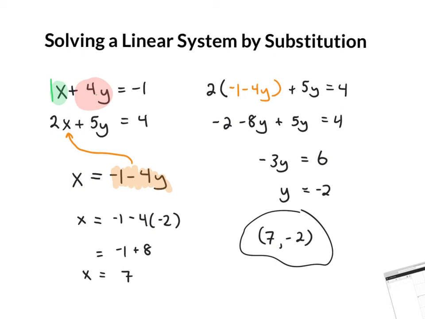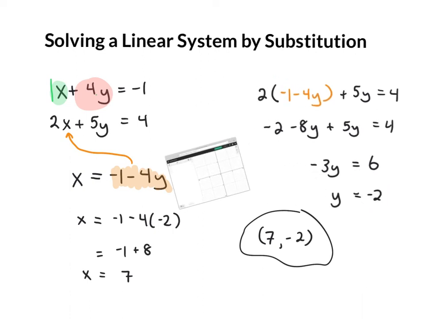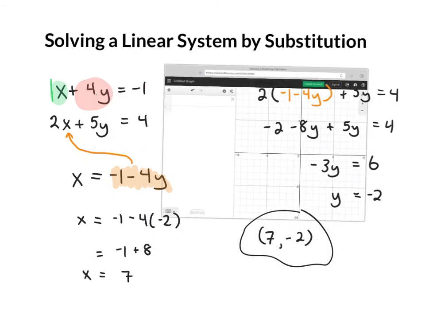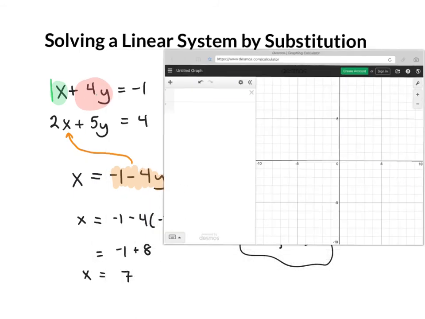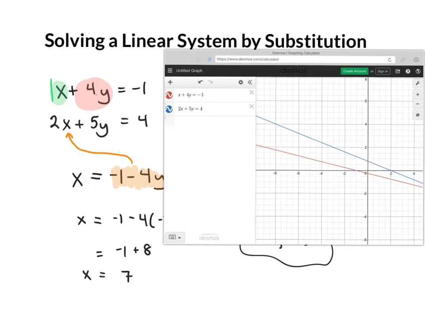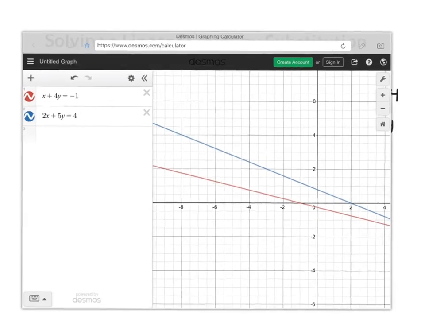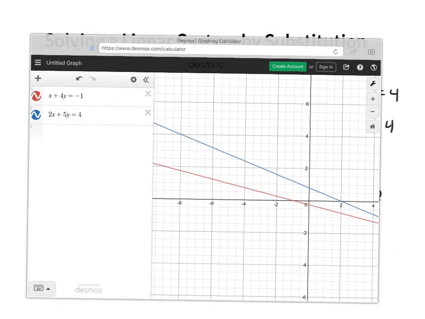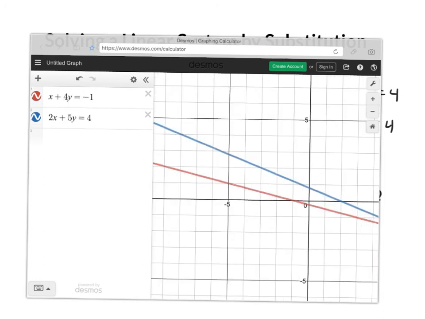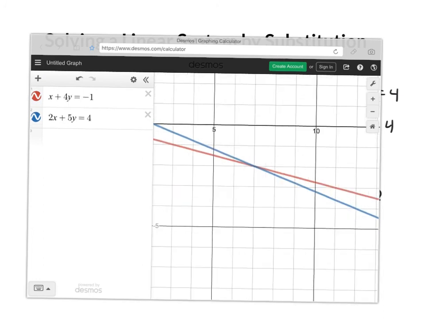Now we're going to be able to solve by graphing, which is also a way to test this. So let's go ahead and enter the data in here. So here I've entered the data into Desmos there. And now when we scroll over to where they intersect and tap, we get 7, -2.